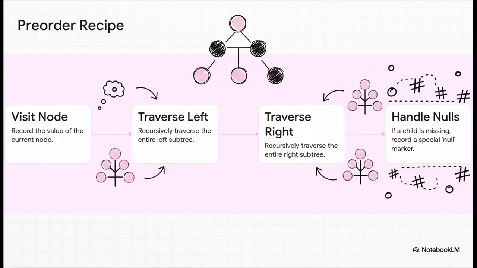For any node you're on, first you write down its value. Simple. Then you go explore its entire left side. Once that's all done, you come back and explore the entire right side. But, and this is the absolute key, the secret sauce, if a child is missing, you have to make a note of it. We'll use a special marker, like a hash symbol, to represent null. Without this one little detail, our whole recipe falls apart.